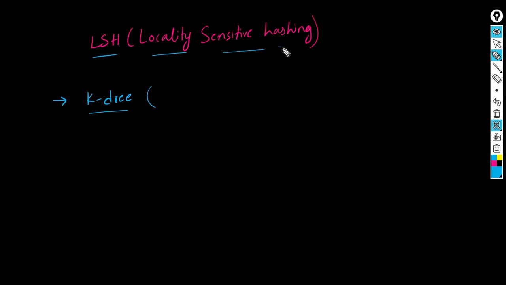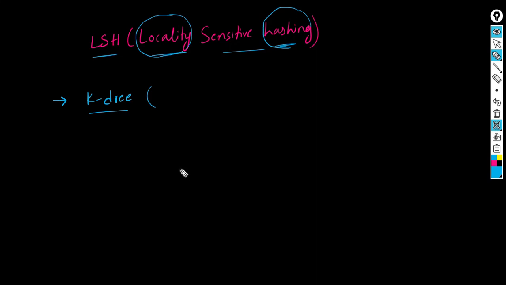By the name, we can tell that we are going to use the hashing approach and apply it to localize the data points. Localize means we are going to group. Let's see how it is going to work.